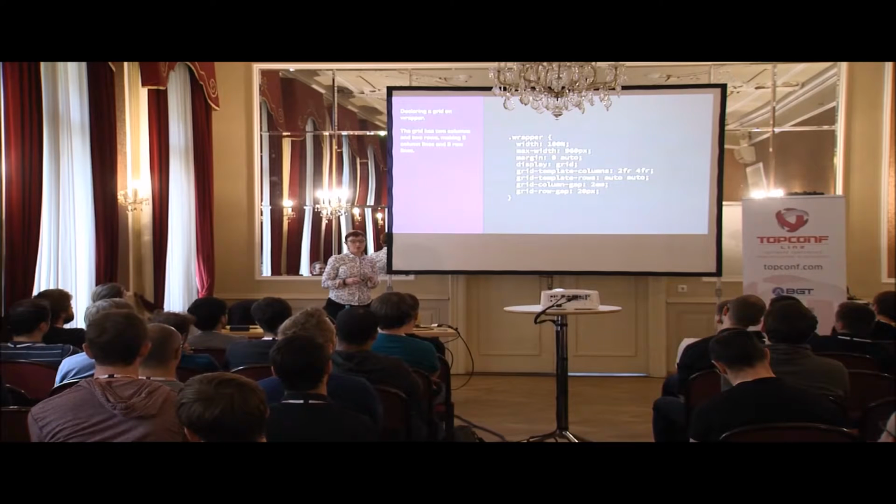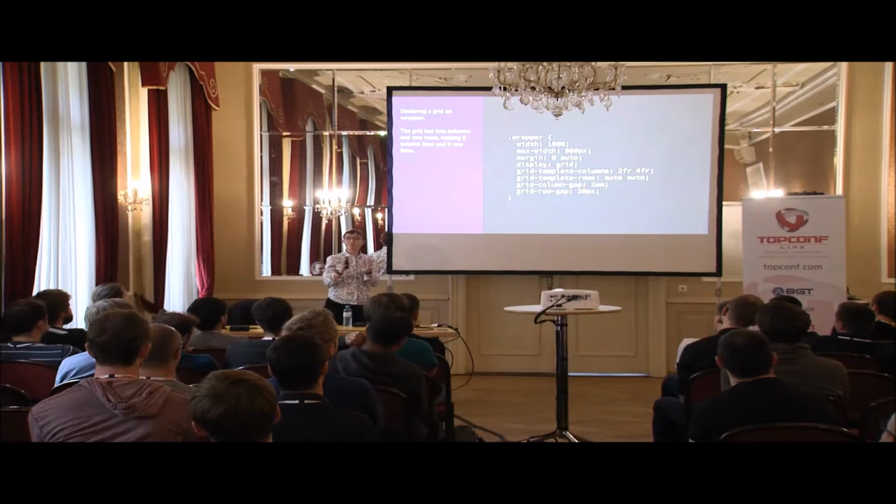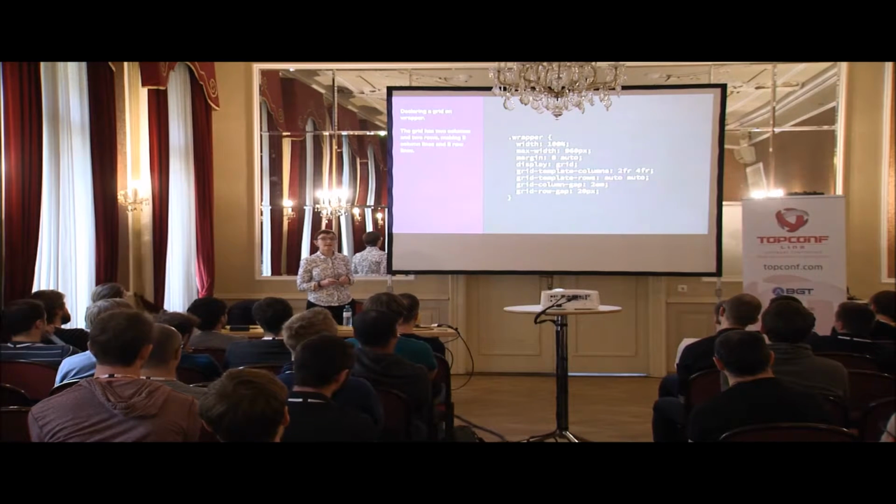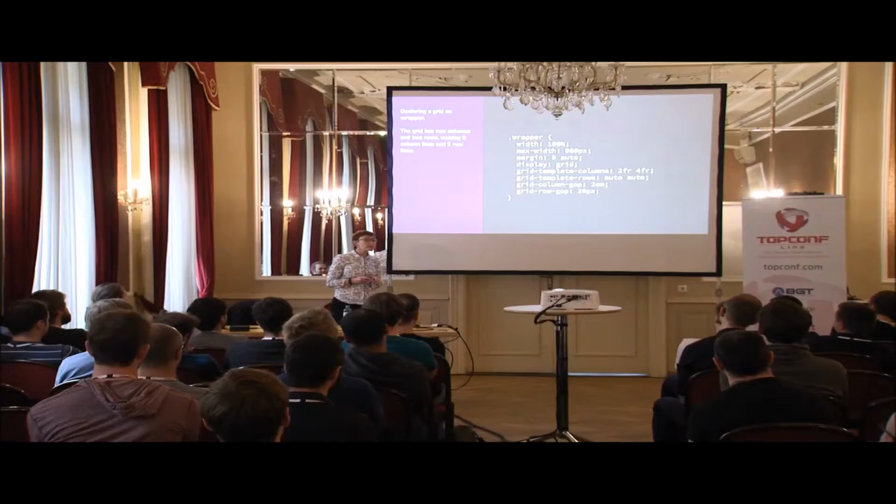I've created 2 columns. I've got a 2fr one and a 4fr one. So we're dividing the available space in the container, whatever width is there, and assigning 2 units to the first column track and 4 units to the second column track. We've also got some properties, grid-column-gap and grid-row-gap, which create gutters between our columns and rows. I believe at the moment they are not in Chrome proper, they are certainly in Canary and I think the Firefox implementation.